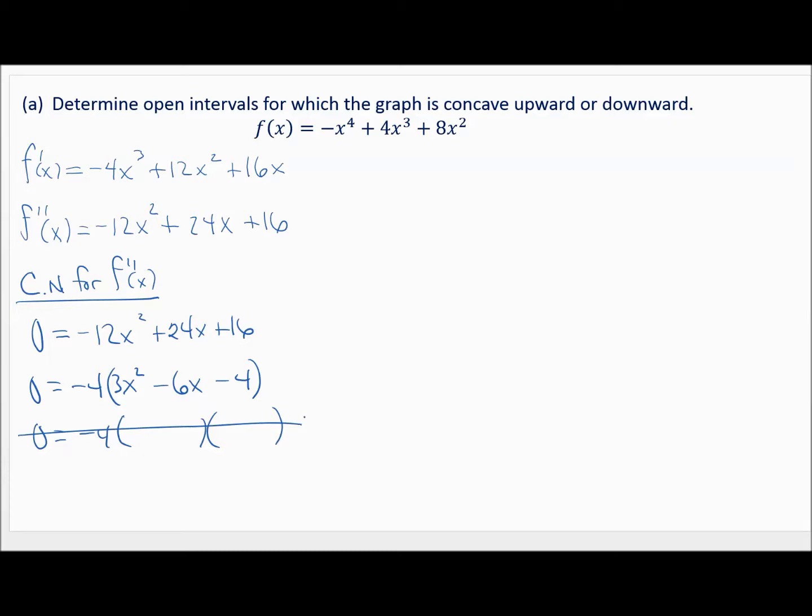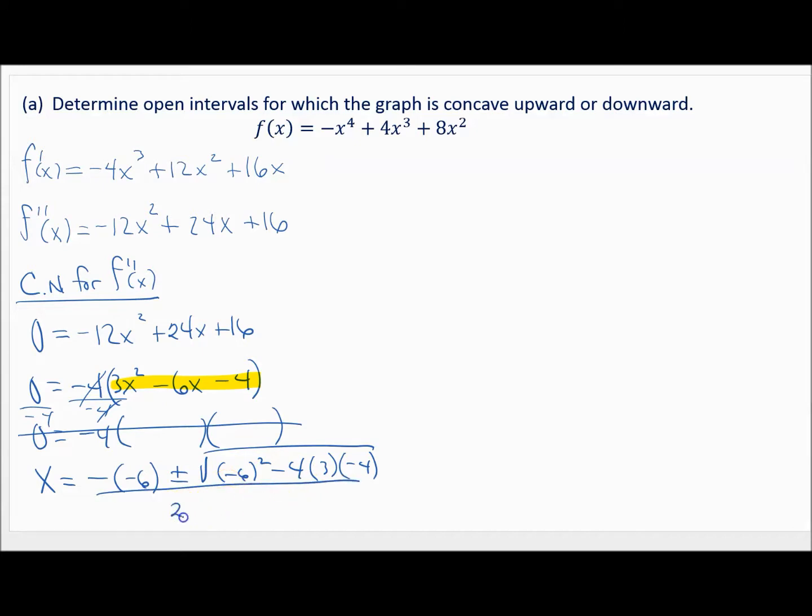But now, all is not lost. The negative 4, we could divide both sides by negative 4 right here. And that negative 4 just simply disappears. So I'm really only focused on the 3x squared minus 6x minus 4. And to solve that, again, I need to use the quadratic formula. So I have x is equal to negative b. b is negative 6 plus or minus the square root of b squared minus 4. My a is 3 and my c is negative 4. And that's all over 2a. Remember, a is 3.